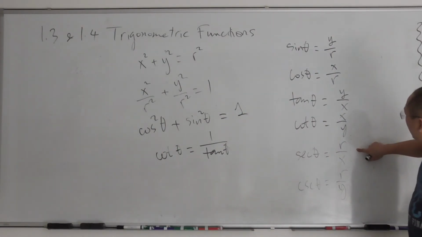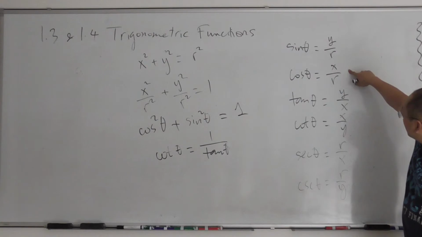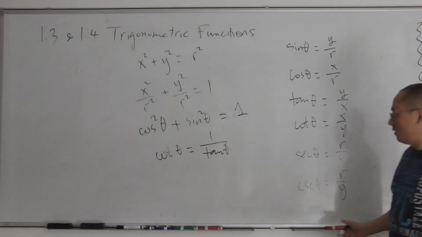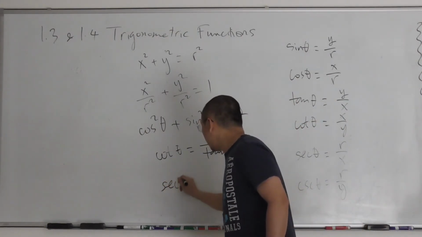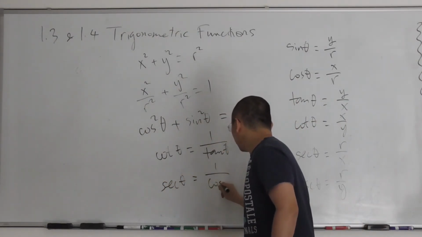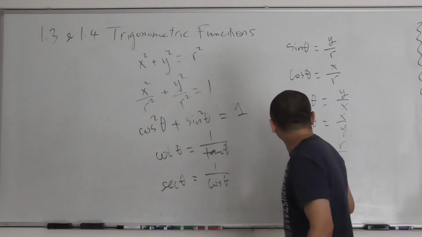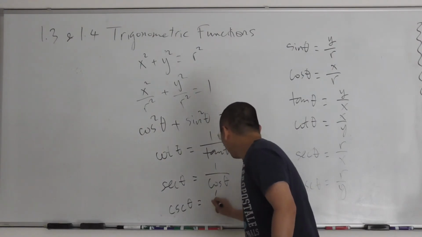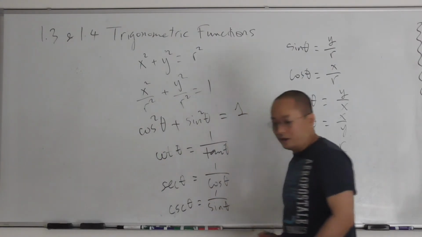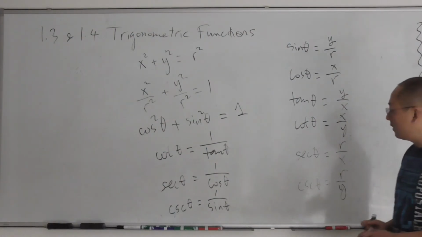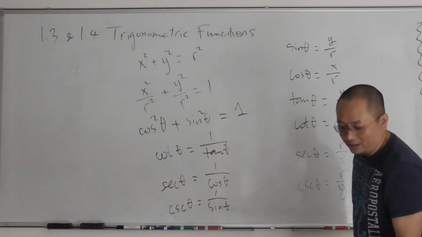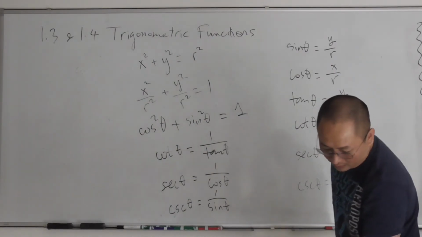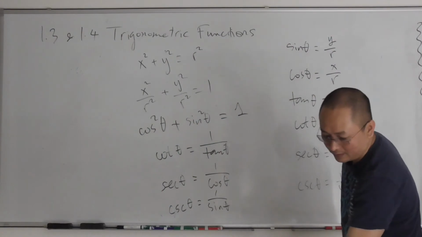Now, what about secant and cosine? Cosine is x over r. Secant is r over x. So obviously, secant of theta is the reciprocal of cosine of theta. And similarly, cosecant of theta is equal to 1 over sine theta. Those are the very first basic trig identities that you are going to see in our course. Very good.